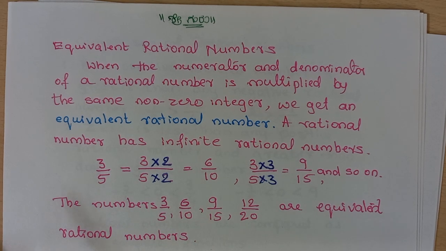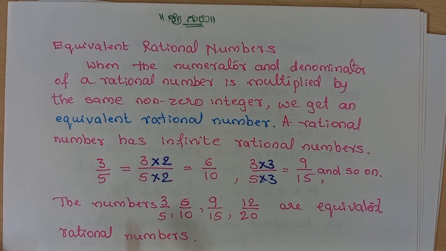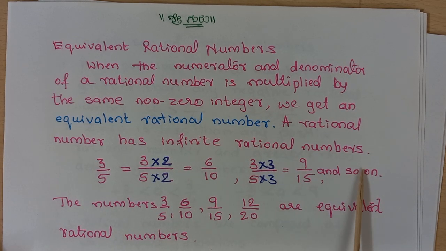So, if we go on multiplying the numerator and denominator by the same non-zero integer, then we will get the equivalent fractions or rational numbers. Here, a rational number has infinite equivalent rational numbers.